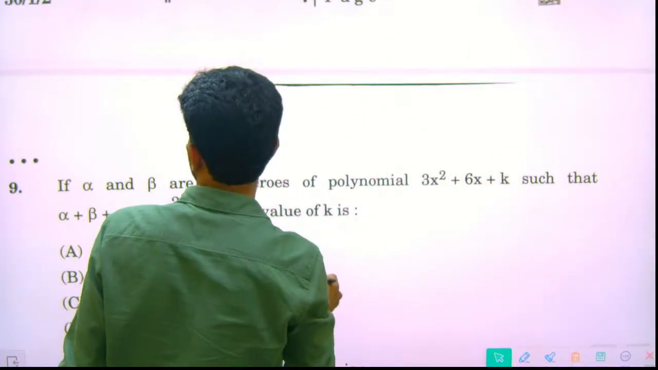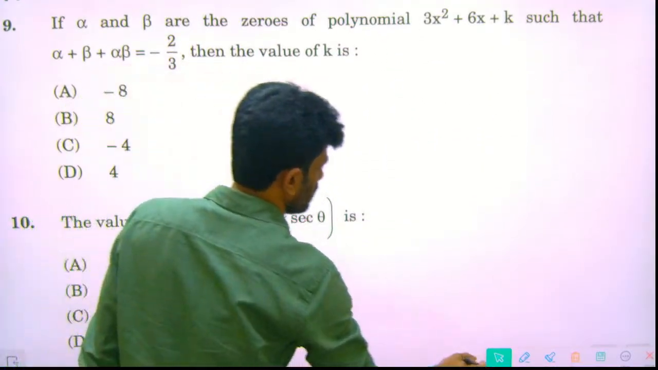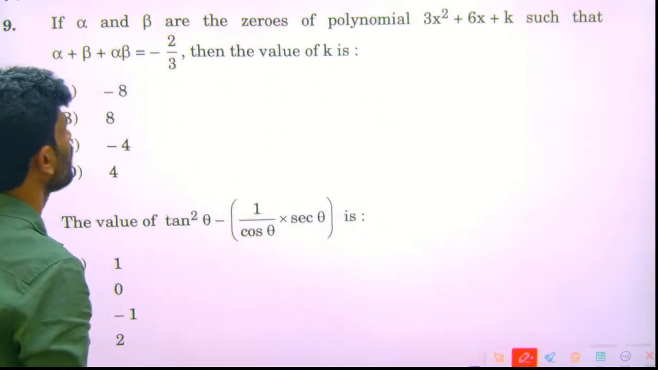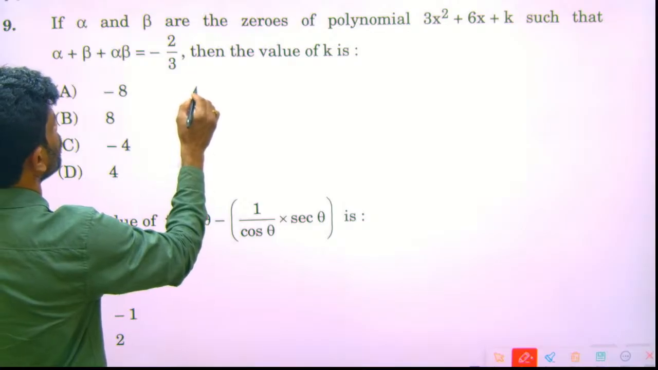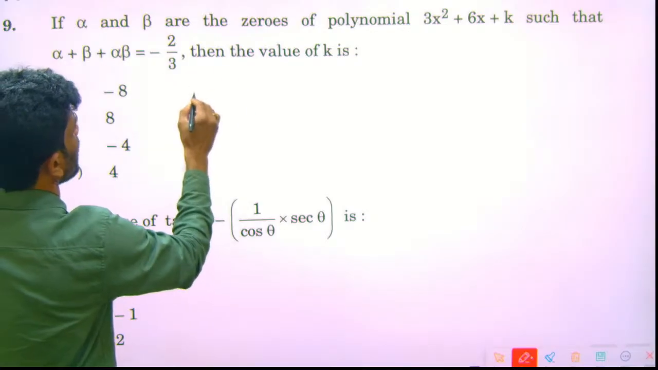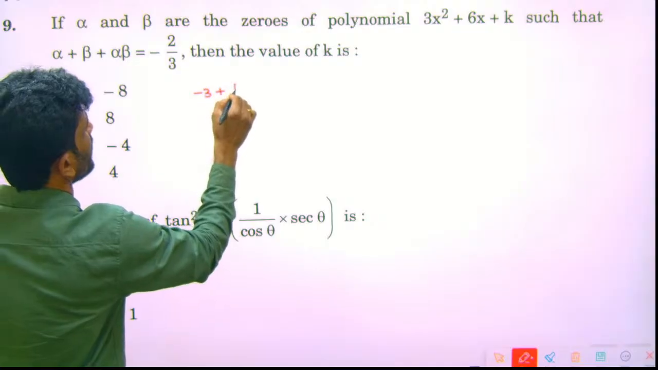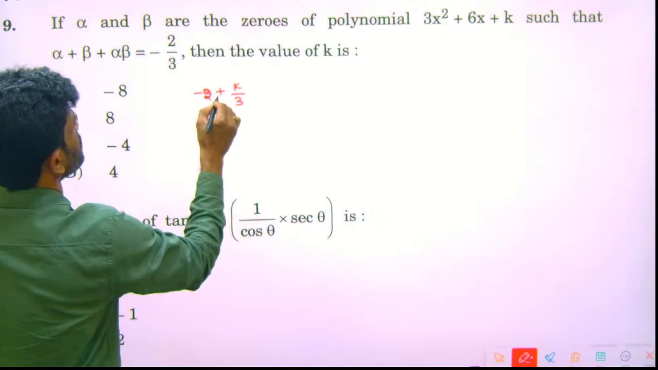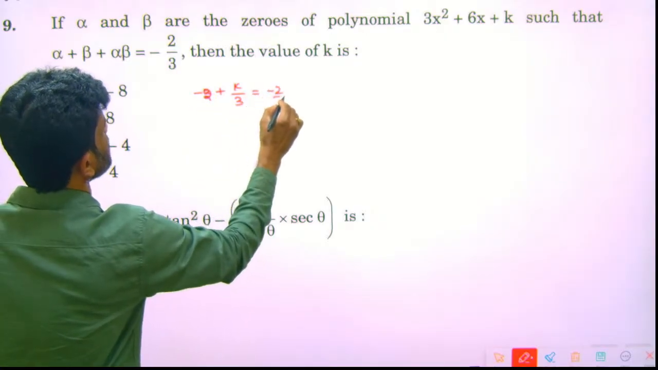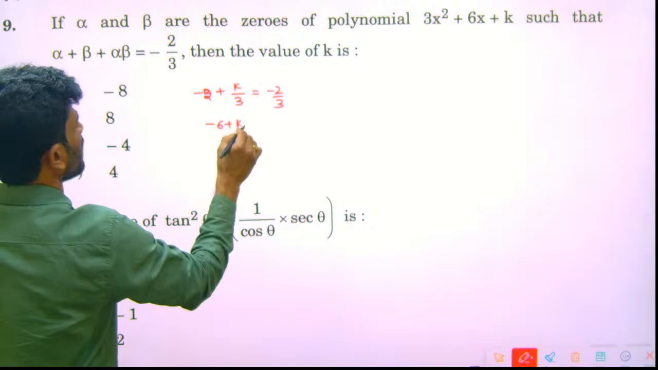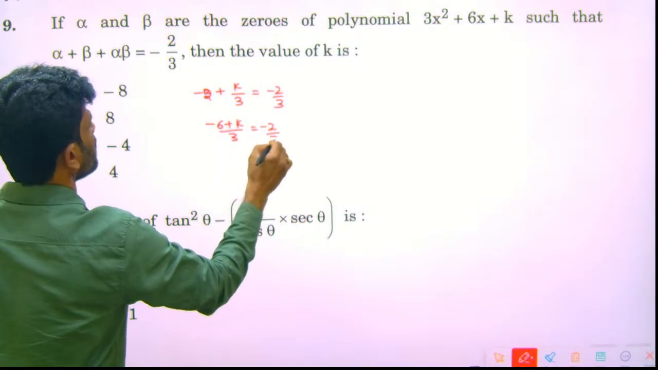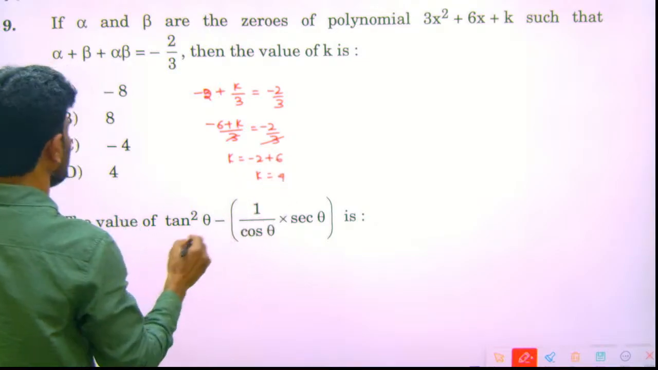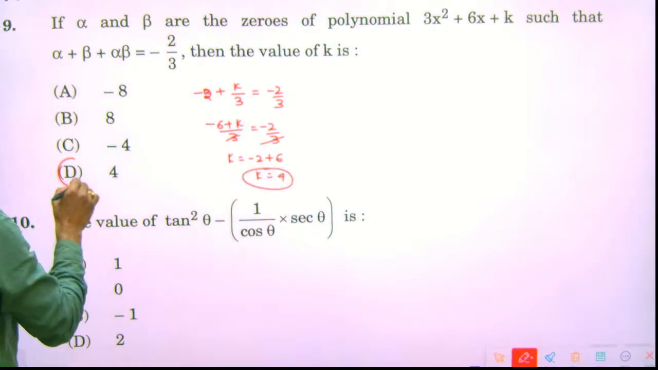Question number 9. Yes, it is a big one. In question number 9, we got k is equal to 4, because alpha plus beta is minus 3 plus alpha into beta is k by 3, minus 2. It is minus 2k by 3 is equal to minus 2 by 3. Minus 6 plus k by 3 is equal to minus 2 by 3, 3 cancel, k is equal to minus 2 plus 6, k is equal to 4. We already did it in set 1 also, that is option D.